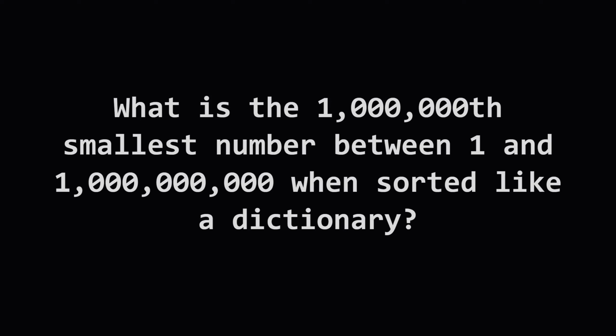If you sort all the numbers from 1 to a billion, but not by their value, but alphabetically, like in a dictionary, what's the millionth number you'd find? It's a tricky question, and the answer is surprisingly elegant. We're going to solve that today.